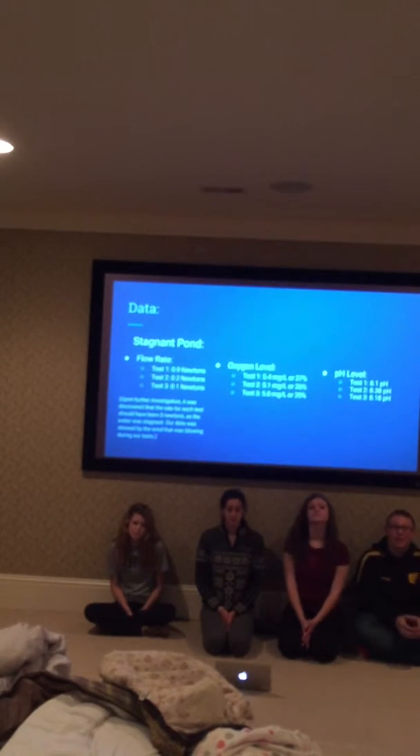In the stagnant pond, we measured the force of the flow of water on the surface, which our data was interfered with because there was a strong wind that day. But we also managed to measure the oxygen level at the 3 different locations, which ended up being an average of about 5.1 milligrams a liter, or about 26%. And the pH level was an average of about 8.3.